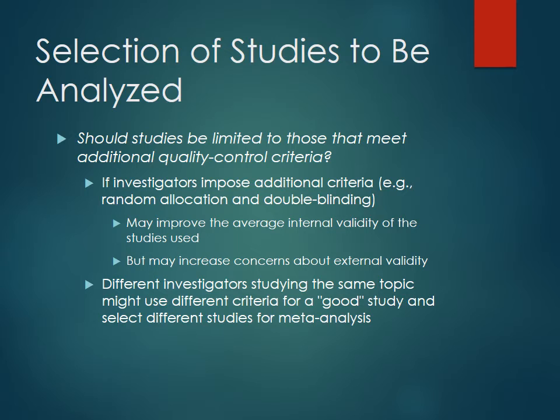This helps to increase the internal validity when you do a meta-analysis, but just keep in mind that as you get more strict with which studies you include, you may decrease the external validity, or the generalizability, of that study to other people. So again, different investigators studying the same topic may use different criteria for what they consider to be a good study, and they may select different studies for the same meta-analysis. So just keep in mind what type of data they're looking at and what their inclusion criteria are going to be for those.